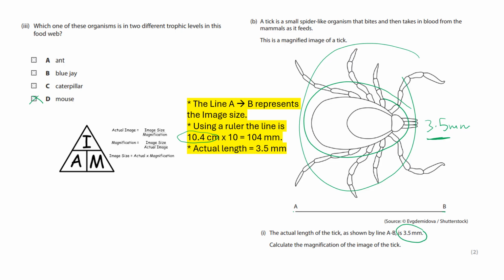Now to calculate magnification, it's the image size over the actual image. So our image size in this case is going to be 104 millimeters over our actual image, which is 3.5, so the true size of the insect. So let's divide that now. 104 divided by 3.5, which gives us 29. So magnification is going to be times 29.